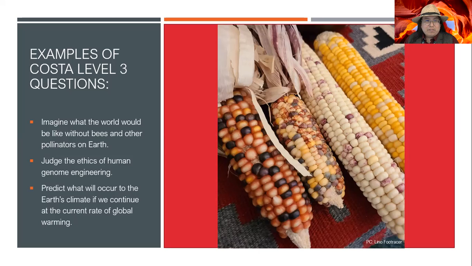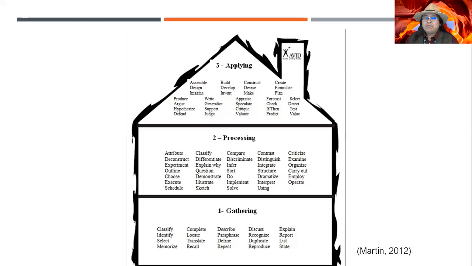Another example of a Costa 3 question would be to predict what will occur to the Earth's climate if we continue at the current rate of global warming. So in the year 2050, what will our climate be like? 100 years from now, what will the climate be like? And what are the implications for that? So these are all high levels of thinking.